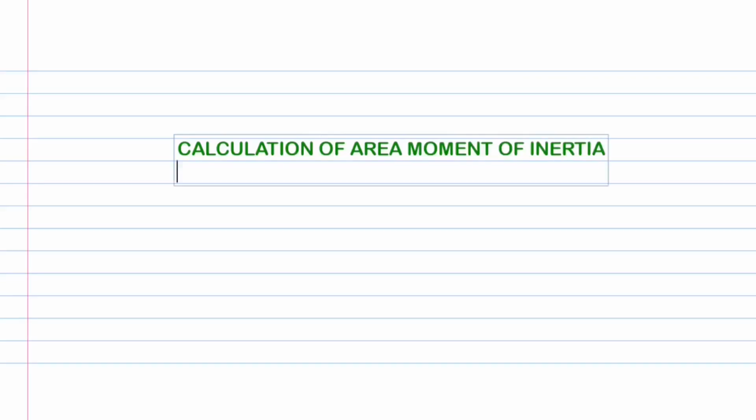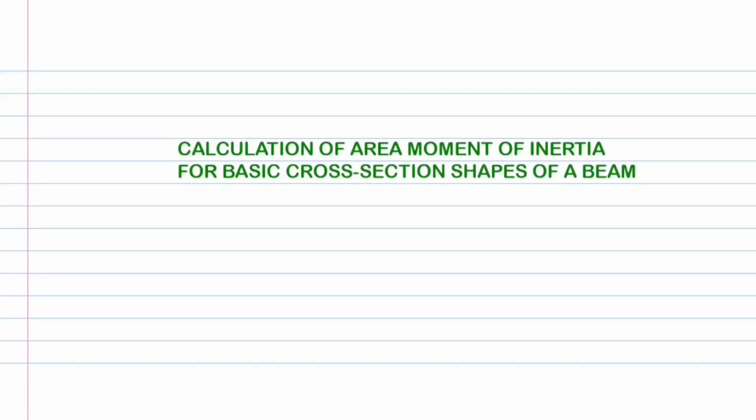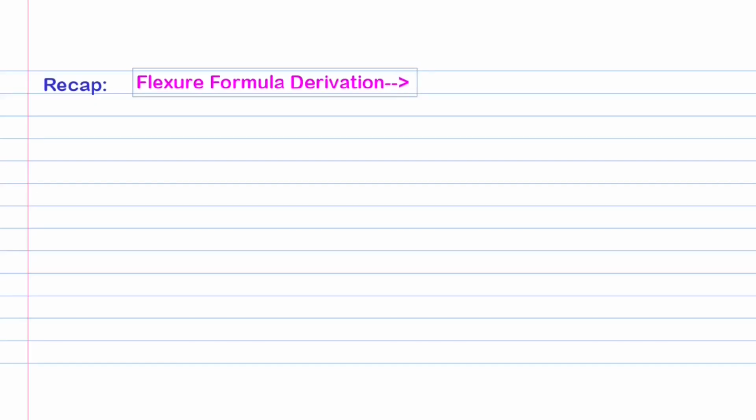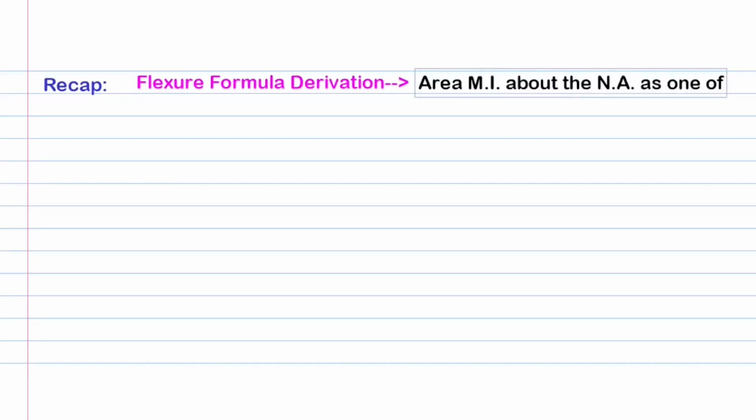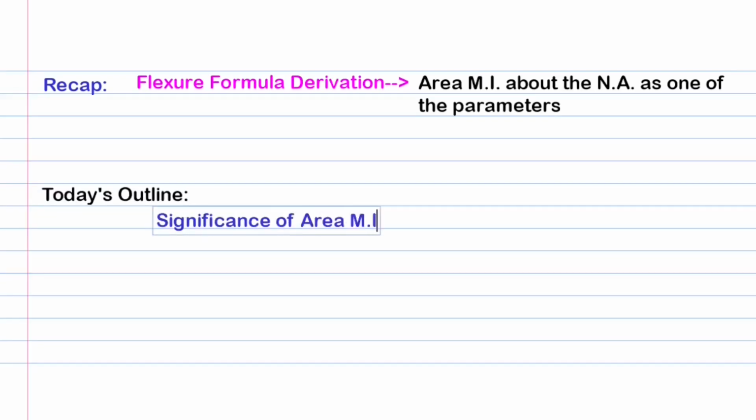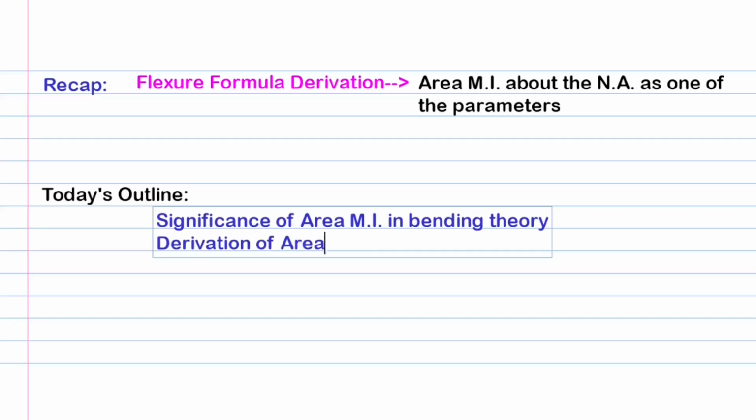Welcome back. Here we shall derive the formulas for calculating the area moment of inertia of some standard cross-section shapes of a beam about the respective centroidal or neutral axis. In the last lecture, we derived the flexure formula where the area moment of inertia about the neutral axis was defined as one of the parameters. In this lecture, we shall understand why the area moment of inertia plays a very important role in the bending theory and shall also derive standard formulas for basic planar sections about the neutral axis.